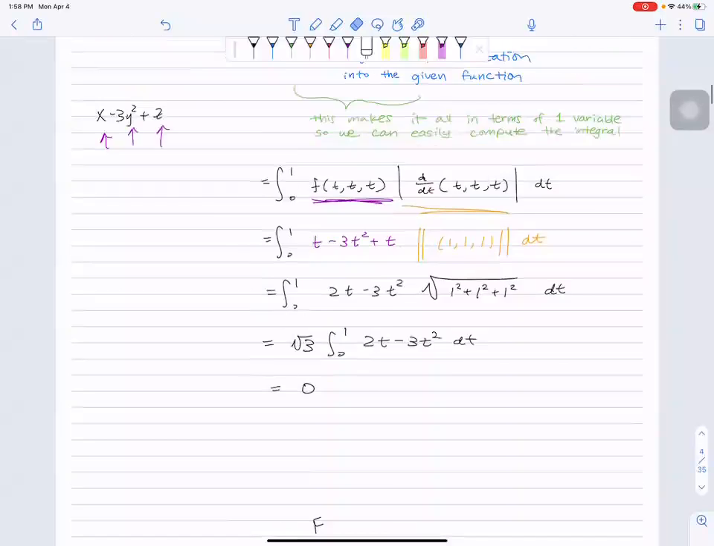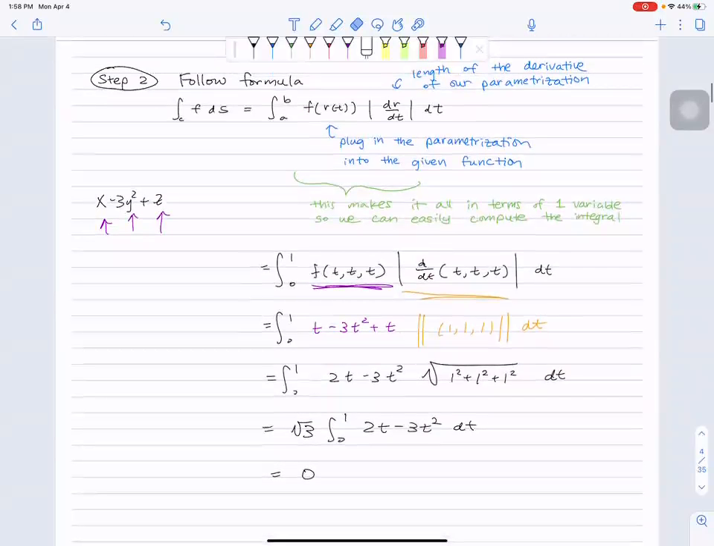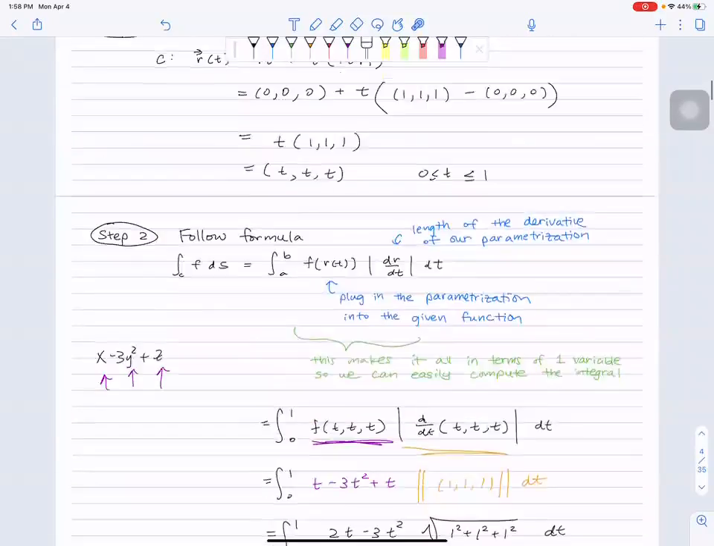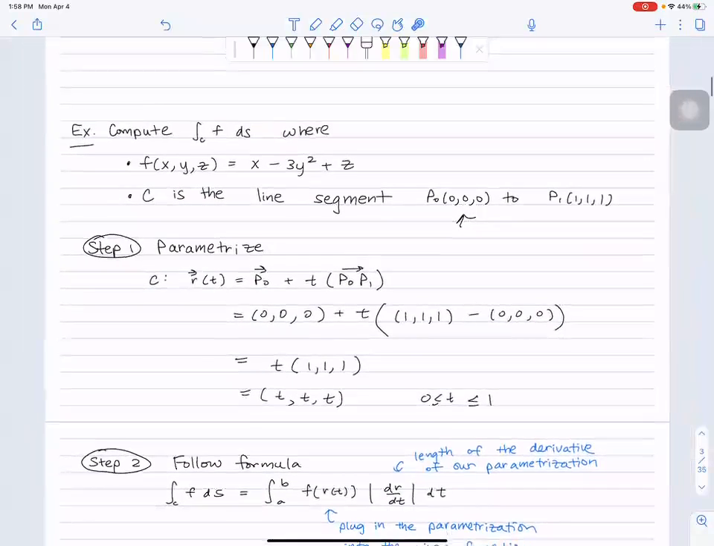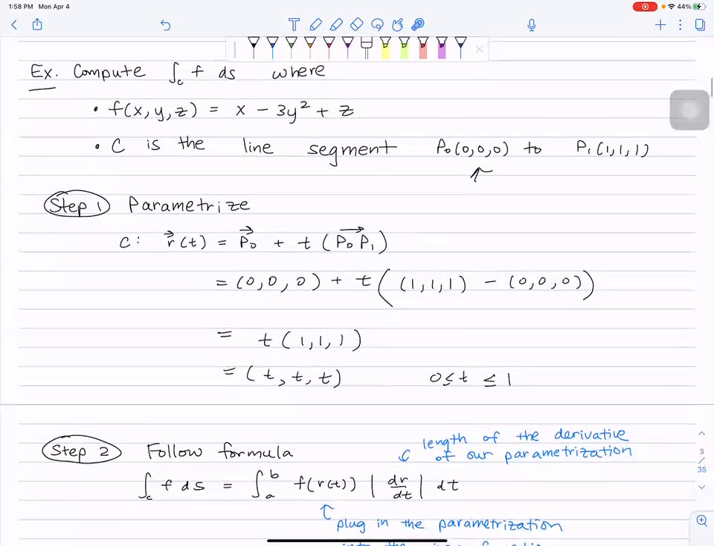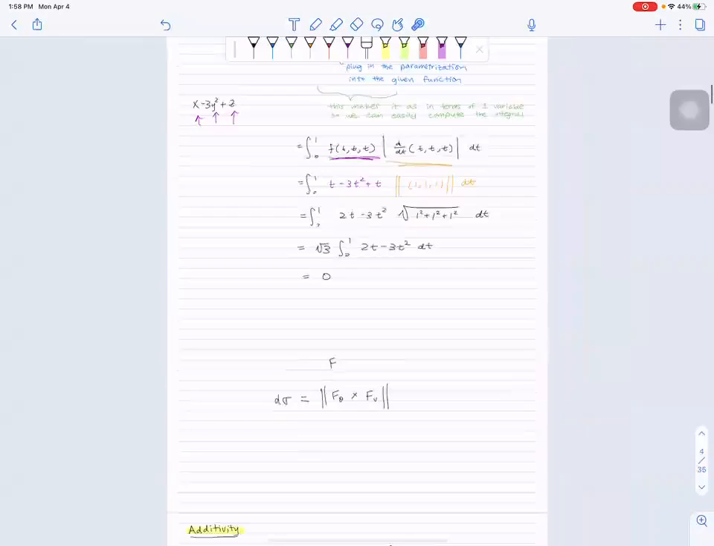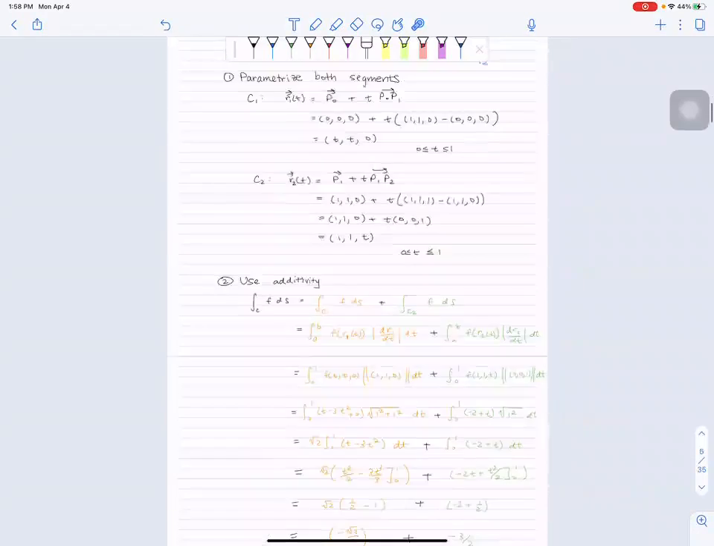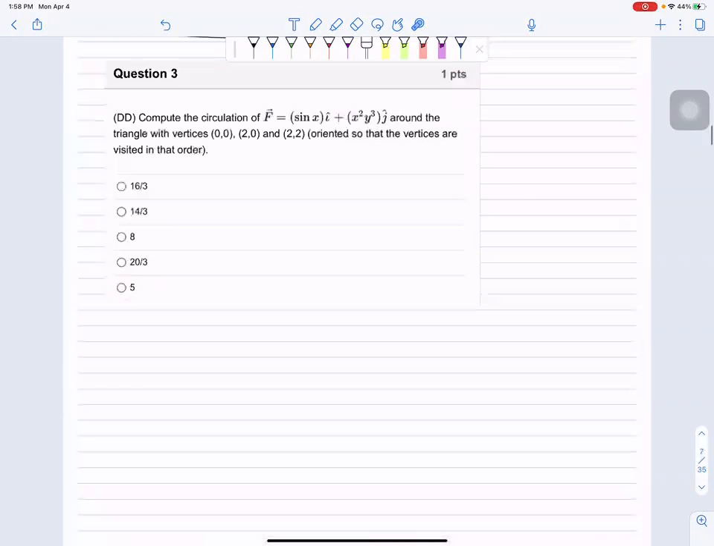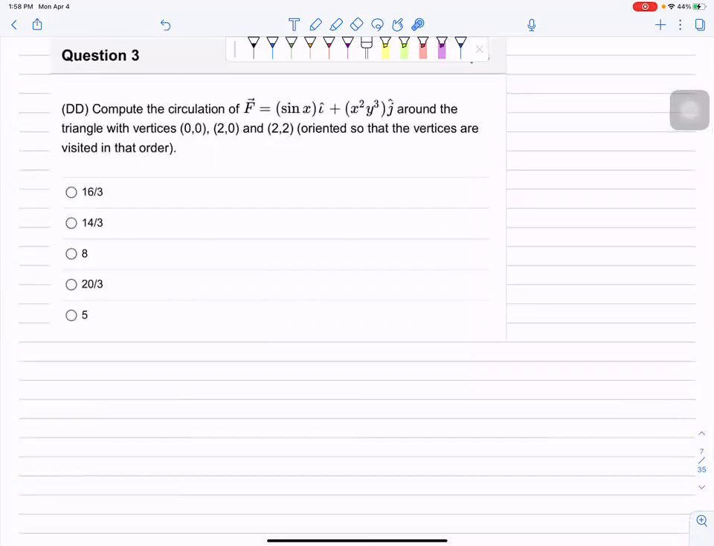How do you go about choosing the bounds of the integral after you parameterize it, like when the points are 1, 1, 1 or 0, 0, 0? Okay, wait, let me see. Let's do this example and see what we end up with.